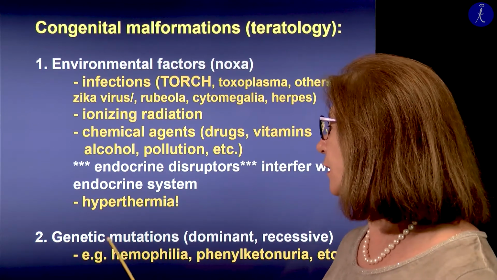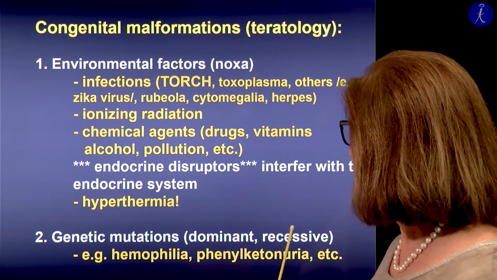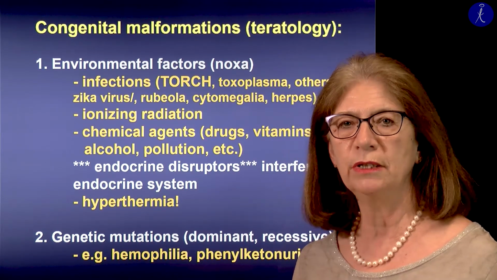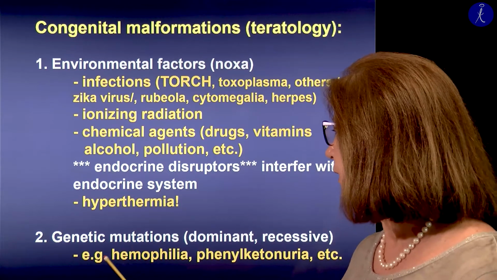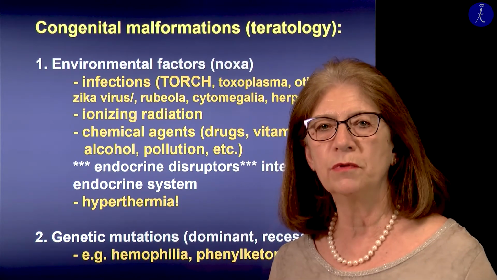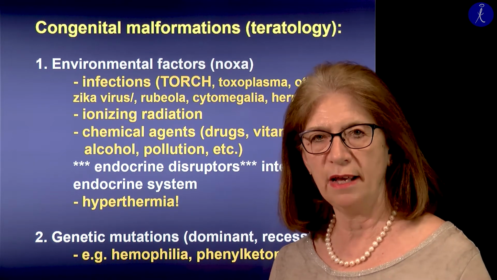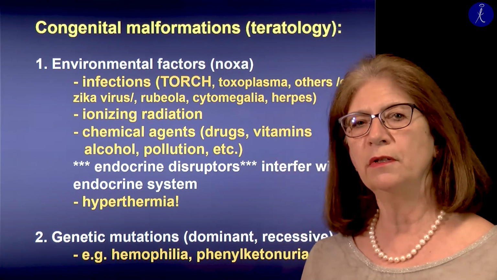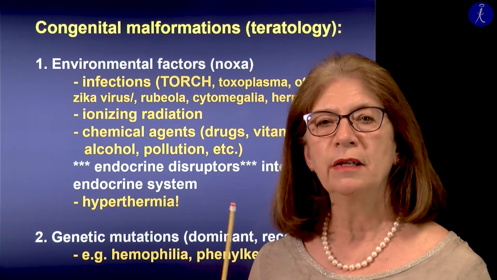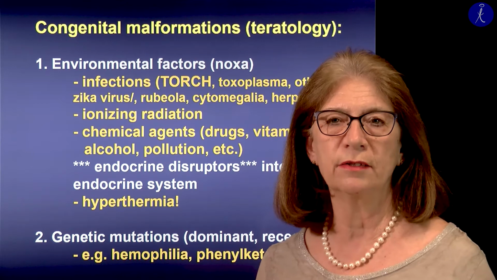We may have genetic mutations. These may be dominant or recessive. There are plenty of examples for that. Here now I will mention only two of them. Hemophilia is a disease which is carried by the X chromosome, and if on the other side there is not a healthy X chromosome, then the disease will appear.